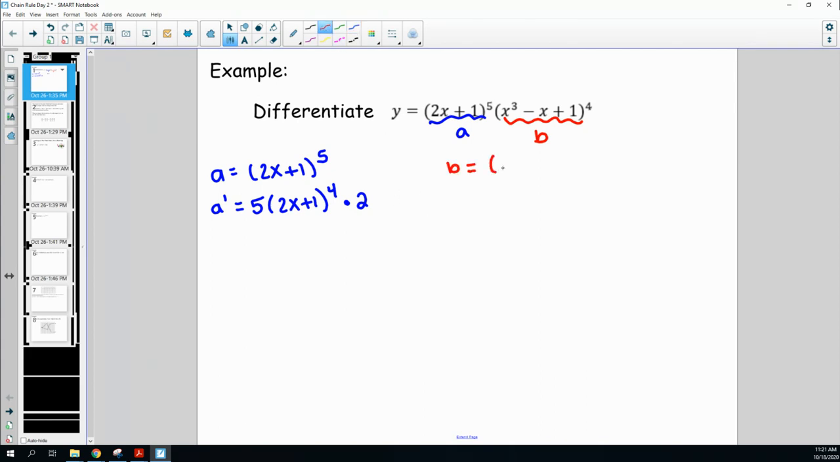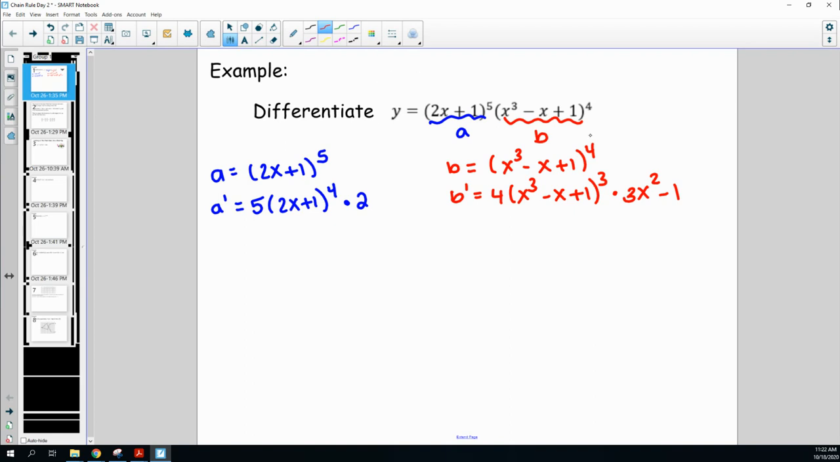I'm going to do the same thing for my b function. So b is just what it is, (x^3 - x + 1)^4. And then I'm going to take the derivative of b. So b prime, again, I'm going to use the chain rule. So I'm going to have 4(x^3 - x + 1)^3 times the derivative of what's inside, which would be 3x^2 - 1.